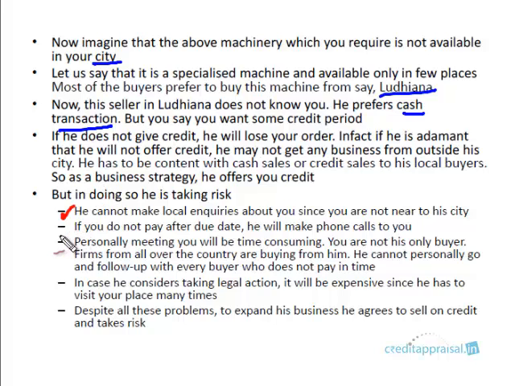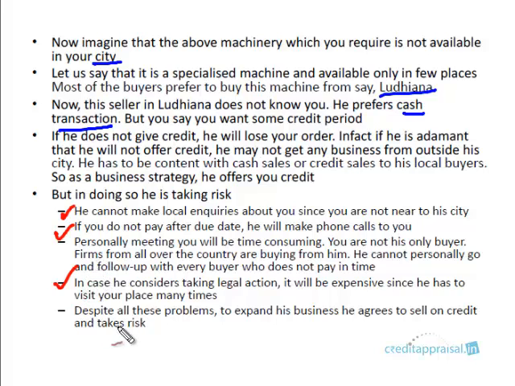And in case you don't pay after the due date, the best he can do is make phone calls to you. He can meet personally, but that will be time consuming, because you are not his only borrower. He's an all-India supplier, supplying his machines to various cities. So he cannot personally go and follow up for recovery with each and every buyer who has not paid in time. Also, the legal action will be expensive for the same reasons. He cannot visit many times.